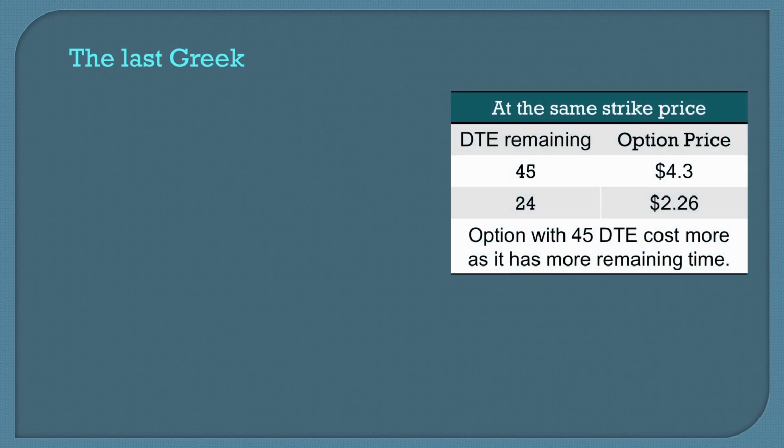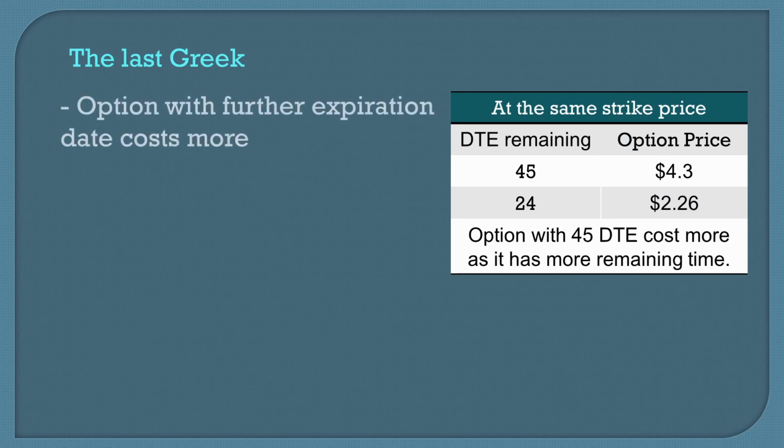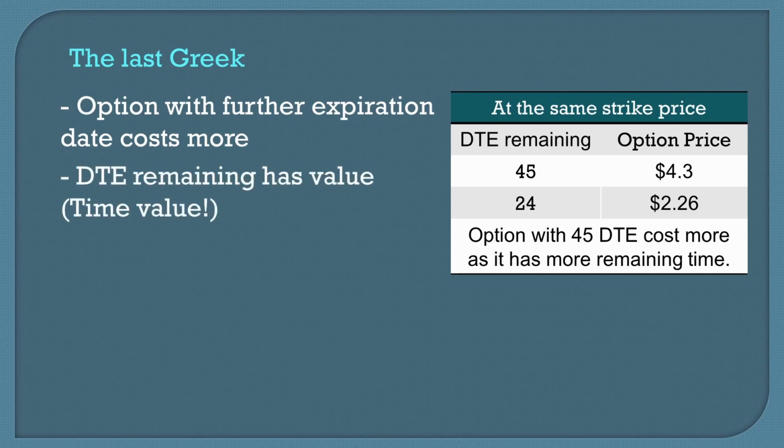Now, I mentioned that there were two parts to extrinsic value, time value and implied volatility. We've covered Vega, which is the Greek for implied volatility. Before we move on to the Greek related to time value, let's think about what exactly is time value. We know that at the same strike price, an option with a further expiration date will cost more than an option with a closer expiration date. So the number of days remaining until expiration of an option is valuable, and this is your time value.